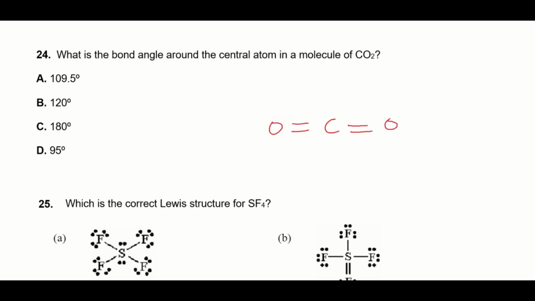Bond angle on carbon dioxide, we already drew this for you in another multiple choice question, but whether you had a double bond or a single bond and a triple bond, in any case, that bond angle is 180 degrees. It's a linear molecule.